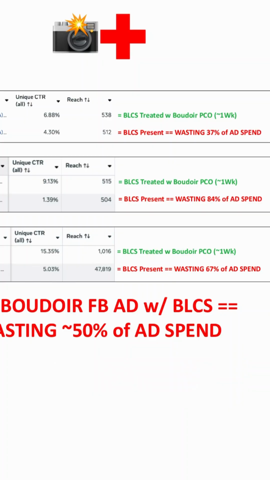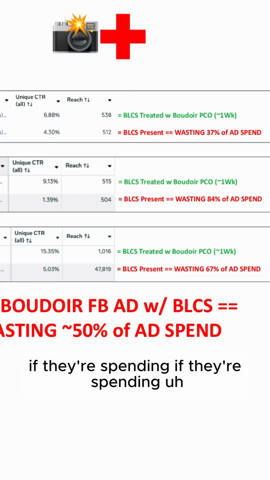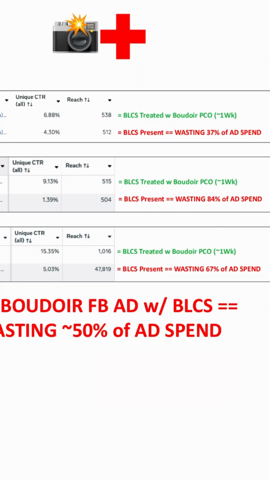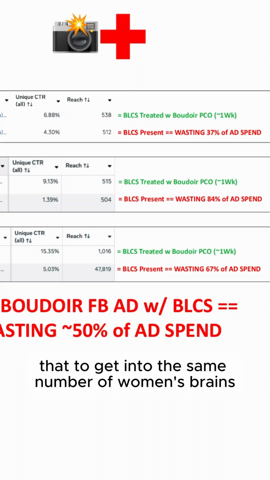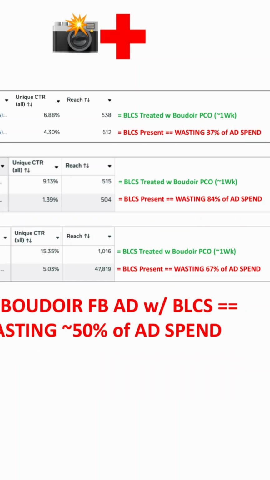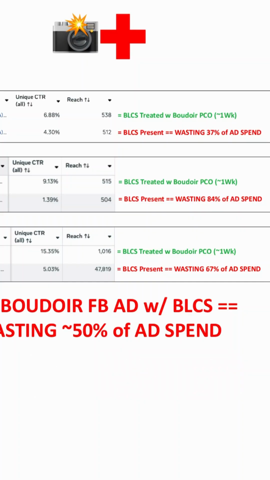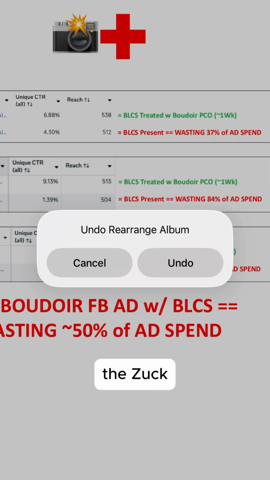And as a result, the original Boudoir Facebook ad, they're spending 10 grand a month on that. They now only need to spend 1.6K a month on the Boudoir Pico treated ad to get into the same number of women's brains. So the 8,400 bucks a month they no longer need to spend, they can pocket. It's kind of like a phantom Boudoir Pico bonus every single month. That's like a 100K bonus at the end of the year, just because they didn't have to waste that ad spend and give it to the Zuck.